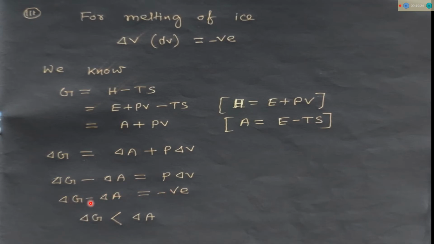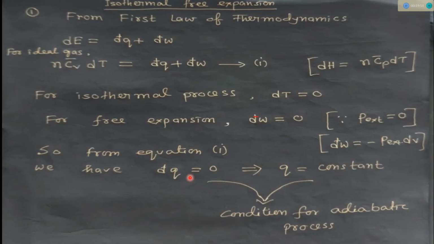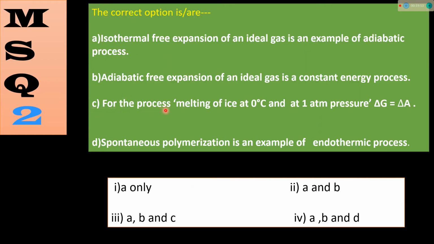The subtraction del G minus del A becomes negative. So we can say del G is less than del A. That's why this subtraction becomes a negative value. If del G were greater than del A, then this subtraction would give a positive result. Now since del G is less than del A, it gives a negative result. So we can say for melting of ice at 0 degree centigrade and 1 atm pressure, del G is less than del A. So in option C, for the process melting of ice at 0 degree centigrade and 1 atm pressure, del G is not equal to del A, del G is less than del A. So Gibbs free energy लेस देन इक्वल टू हेल्महोल्ट्ज फ्री एनर्जी.